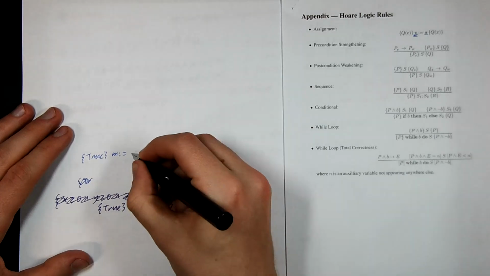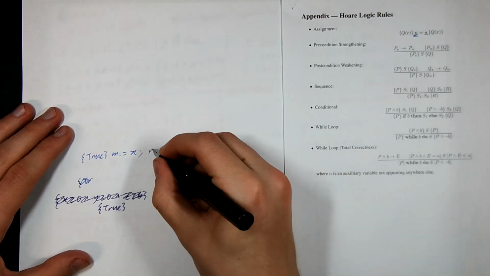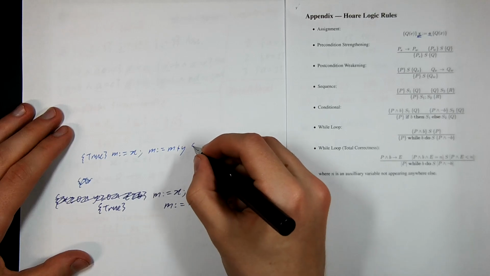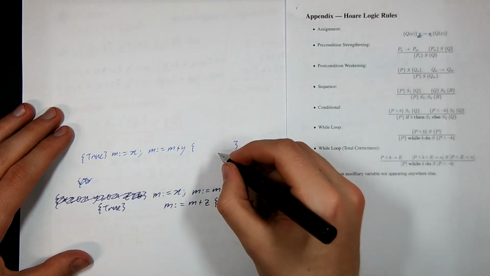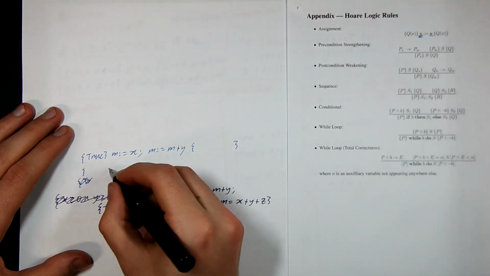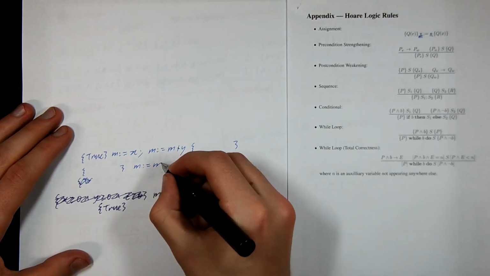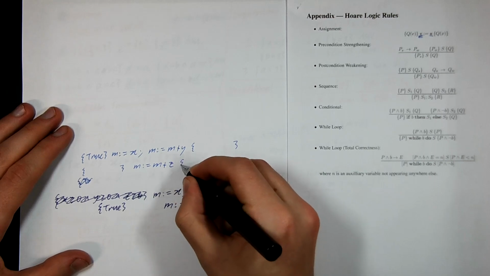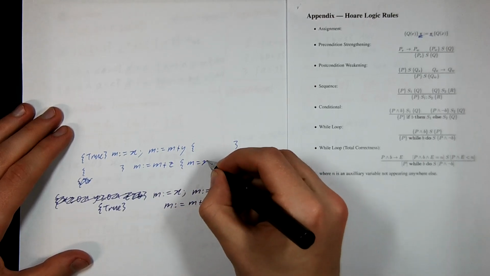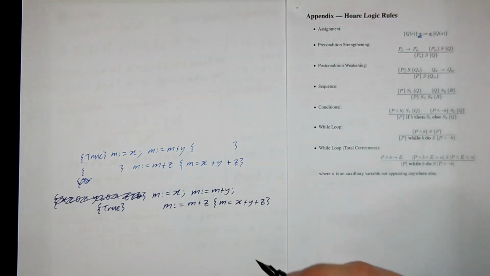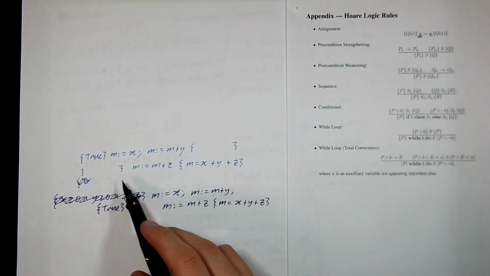So m is assigned to be x, m is assigned to be m plus y, and then some condition Q, we don't know yet, I'll leave it blank. That same mystery condition, increase m by z. Our post condition is m is equal to x plus y plus z. Okay? How can I fill this rule in?